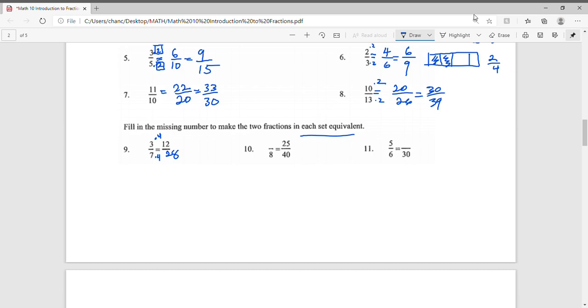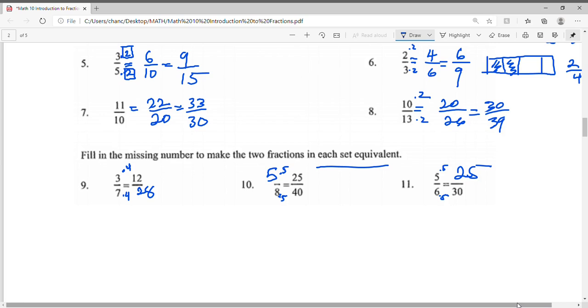In question 10, I know I need to multiply 8 by 5 to get a 40. So we know we need to multiply by 5 on the top to end up with 25. So the missing number must be 5. In 11, I need to multiply by 5 to get a 30. So we'll need to multiply a 5 on the top to get 25. So our equivalent fraction is 25/30.